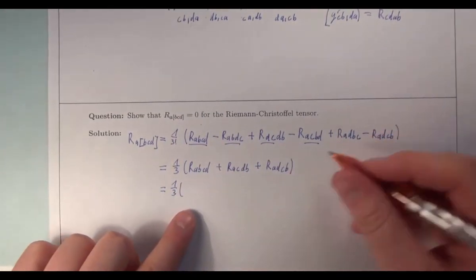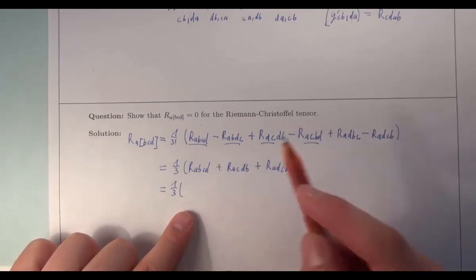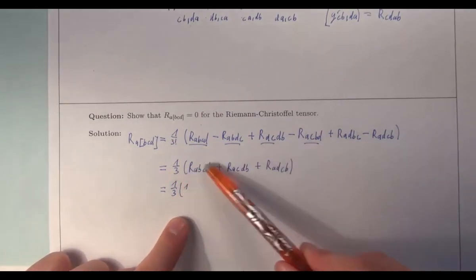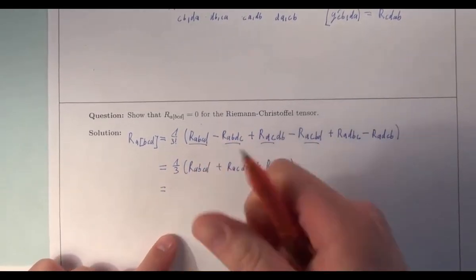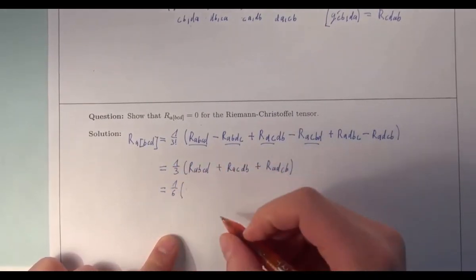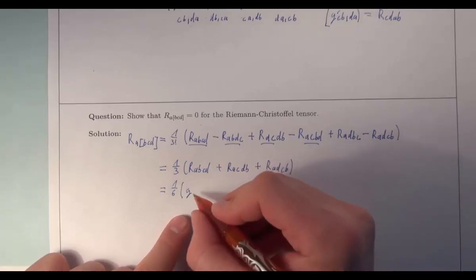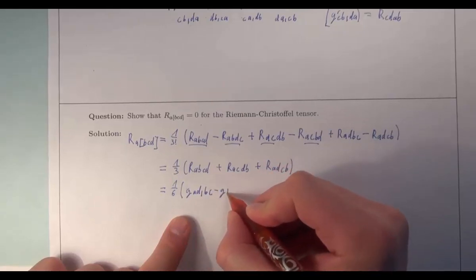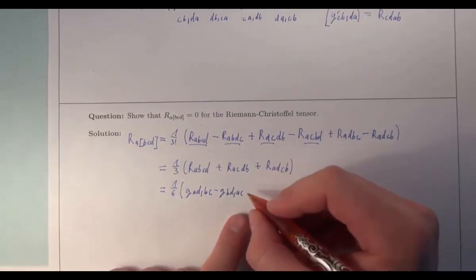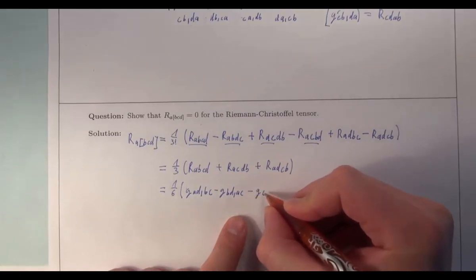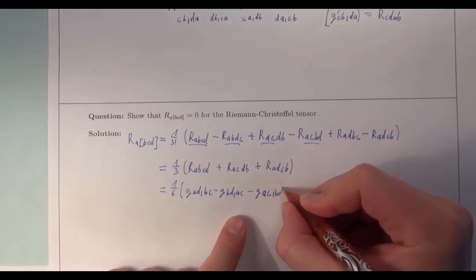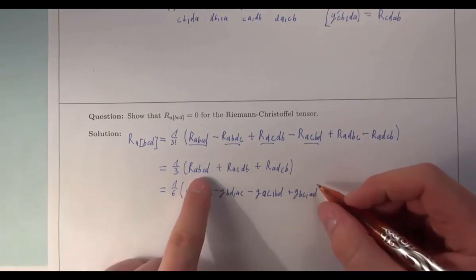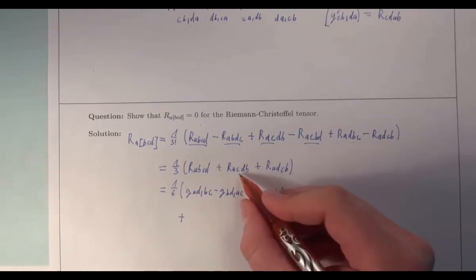Okay, just kidding. Okay, we now plug in the result from the second question. What was that? R, A, B, C, D was a half, but I get it in each term. So it's 1 over 6 of G, A, D, B, C minus G, B, D, A, C minus G, A, C, B, D plus G, B, C, A, D. That was the first one. The second one, R, A, C, D, B.